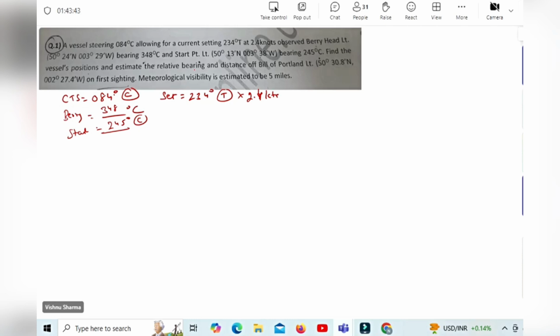CTS is given: 084 degrees compass, right? And the current is setting 234 degrees true at 2.4 knots. So set and rate are both given. Observes Berry Head bearing 348 degrees compass and Start Point bearing 245 degrees compass. Find the vessel's position and estimate the relative bearing of the vessel.